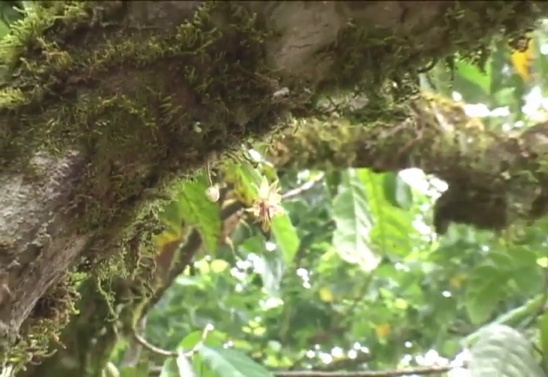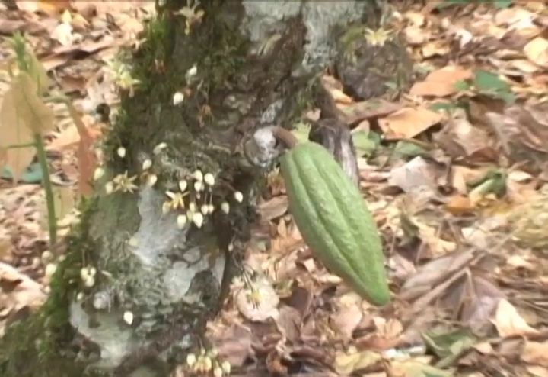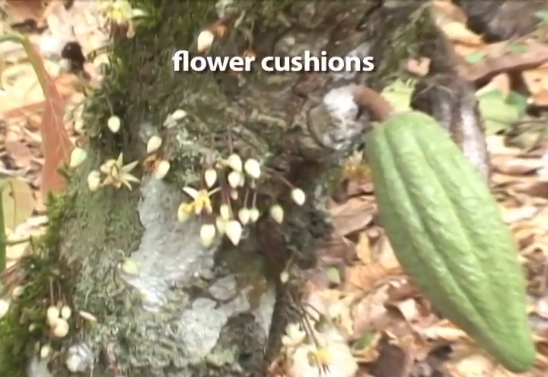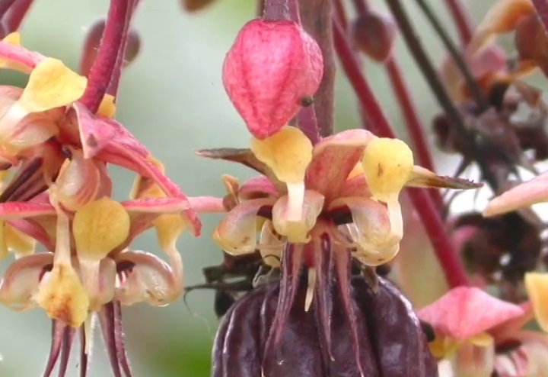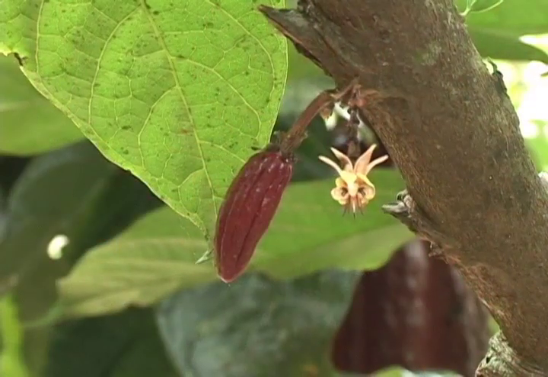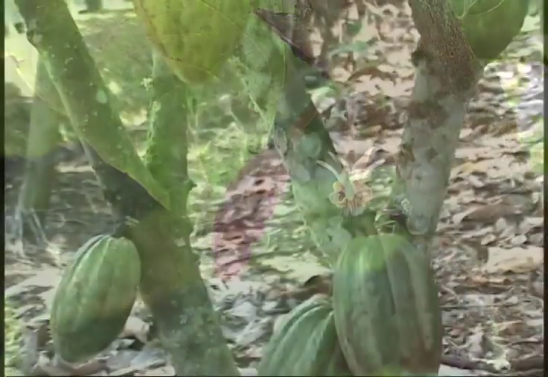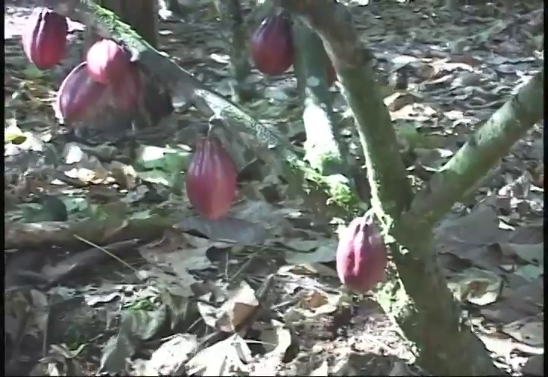The flowers grow in clusters on the trunk and on the main branches of the tree. The swellings on the trunk and branches from which the flowers emerge are known as flower cushions. These cushions must be treated with great care. If they are damaged, they will not produce any more flowers. And without flowers, there will be no more fruits or pods. And without pods, there will be no more cacao.